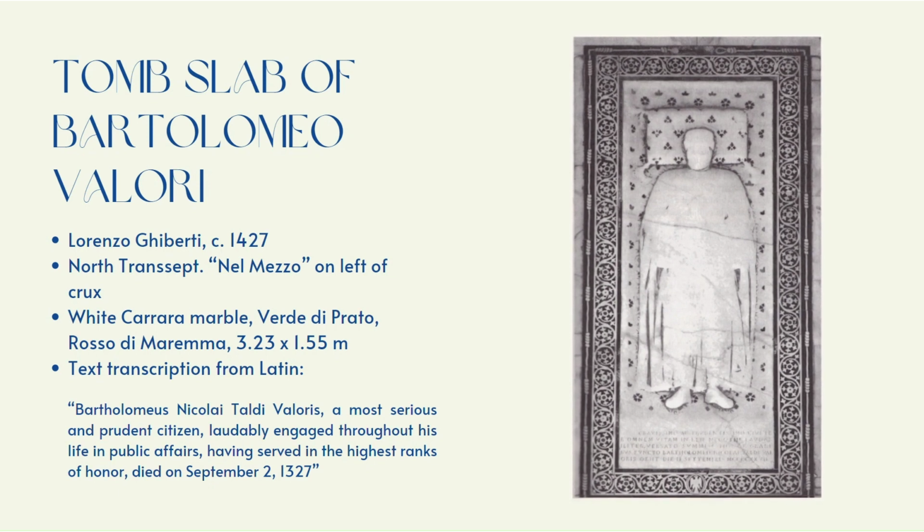Next up, we have the tomb slab of Bartolomeo Valori, and this was fashioned by Lorenzo Ghiberti in 1427, and it is nel mezzo, or in the middle of the left of the crux on the Santa Croce. It's made of white Carrara marble, and it depicts a famous Florentine citizen, Bartolomeus Nicolai Taldi Valoris. He was a distinct member of the Automates class in Florence.